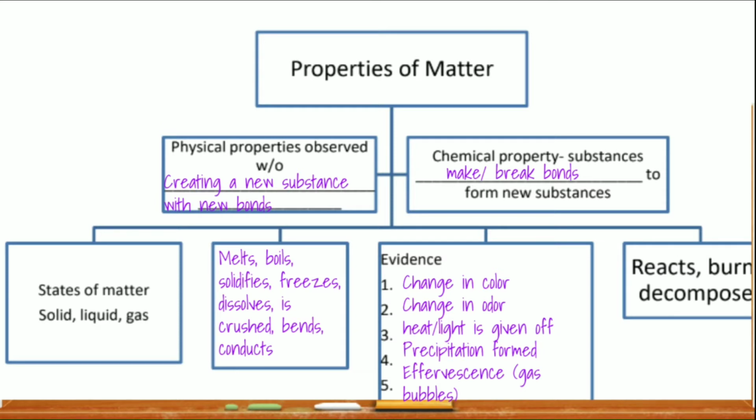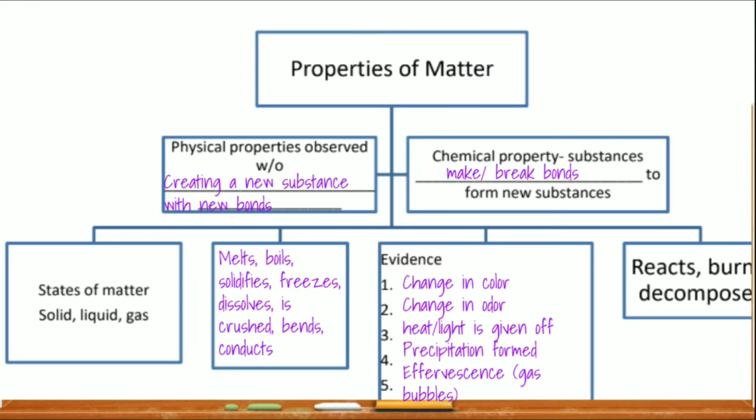Chemical properties, on the other hand, are properties that can only be observed through a chemical reaction. In chemical reactions, bonds are either broken or formed, always creating new substances with new properties. The only way to verify that a chemical reaction has occurred is to test the new substance to see if it indeed has distinguishable properties from the starting substances.